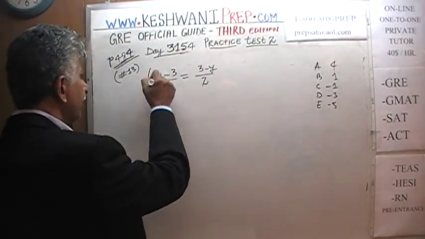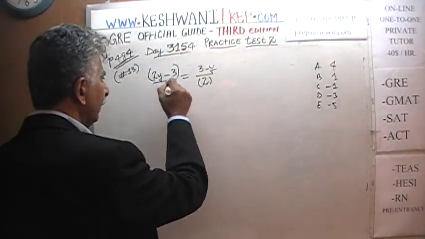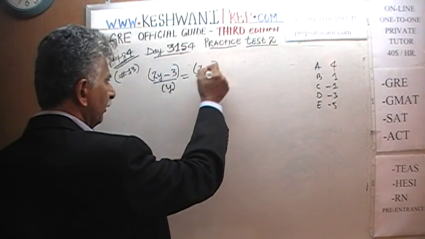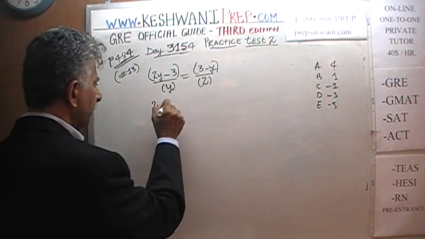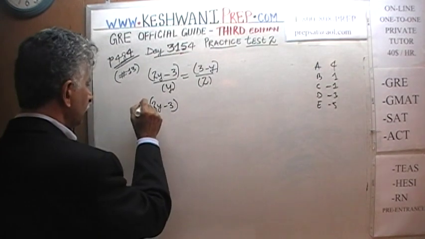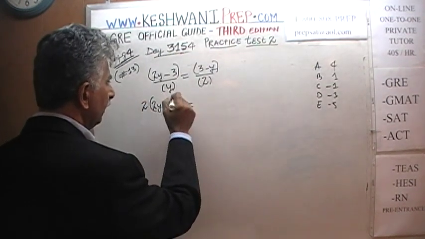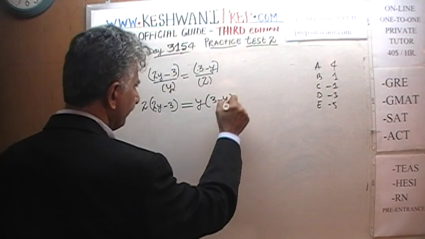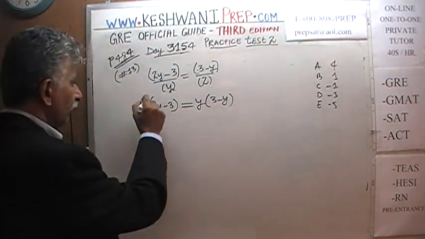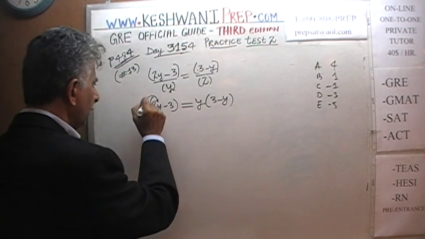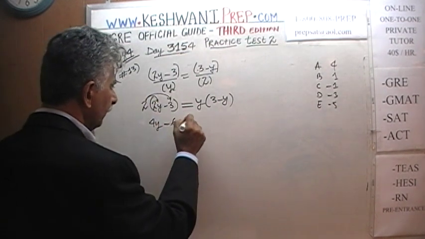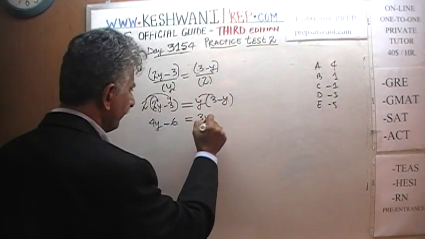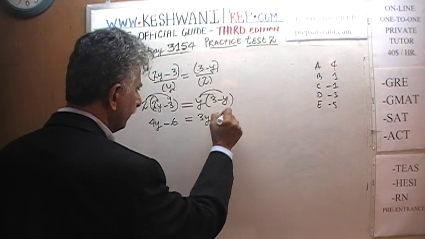Let's cross multiply. Let's take this quantity and multiply it by 2, and then we'll take this quantity and multiply it by, we're going to cross multiply. So we end up with 2y minus 3 times 2. Let's put it in the front, equals y, cross multiply, y times 3 minus y. Alright, so far so good. Let's open the parenthesis. We get 4y minus 6 equals 3y minus y squared.